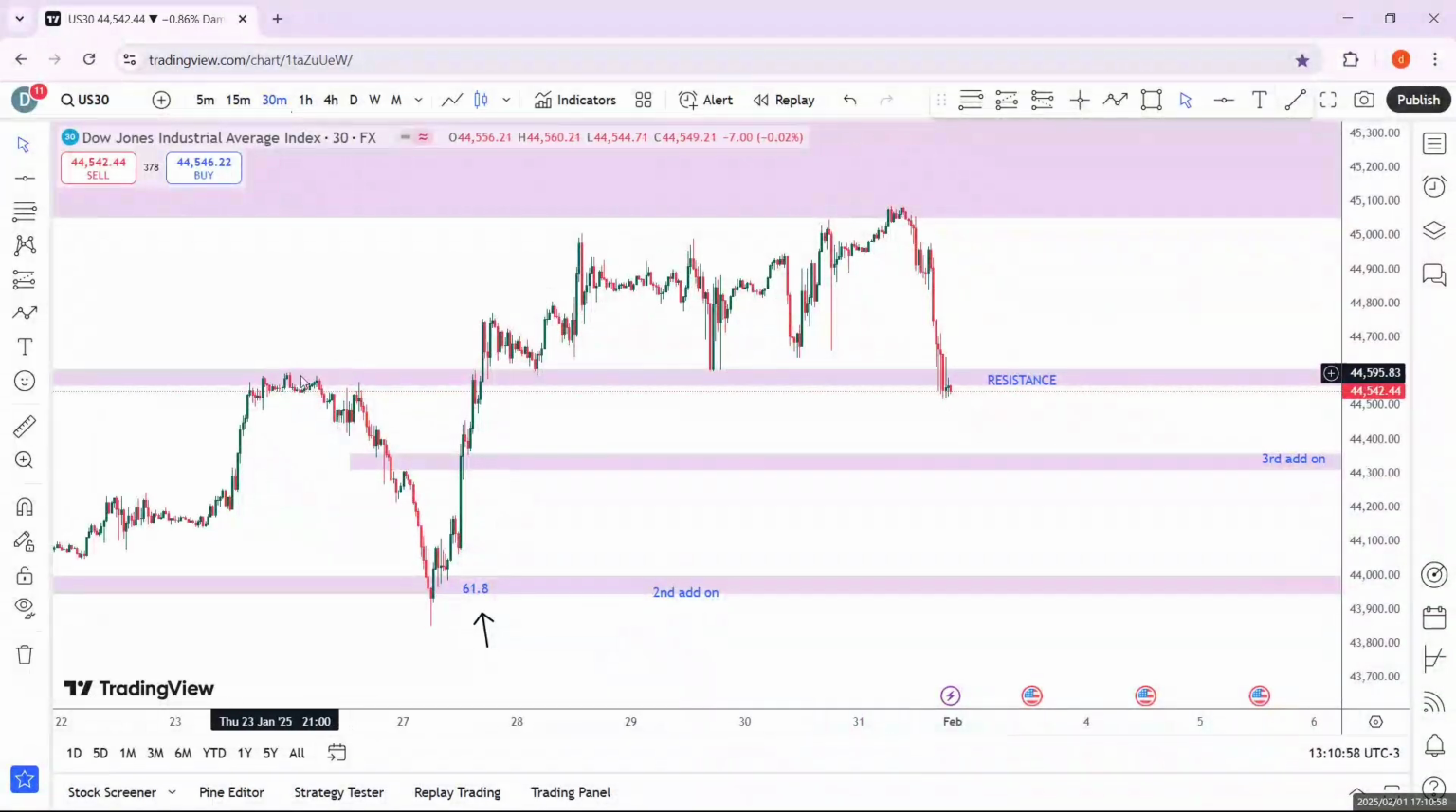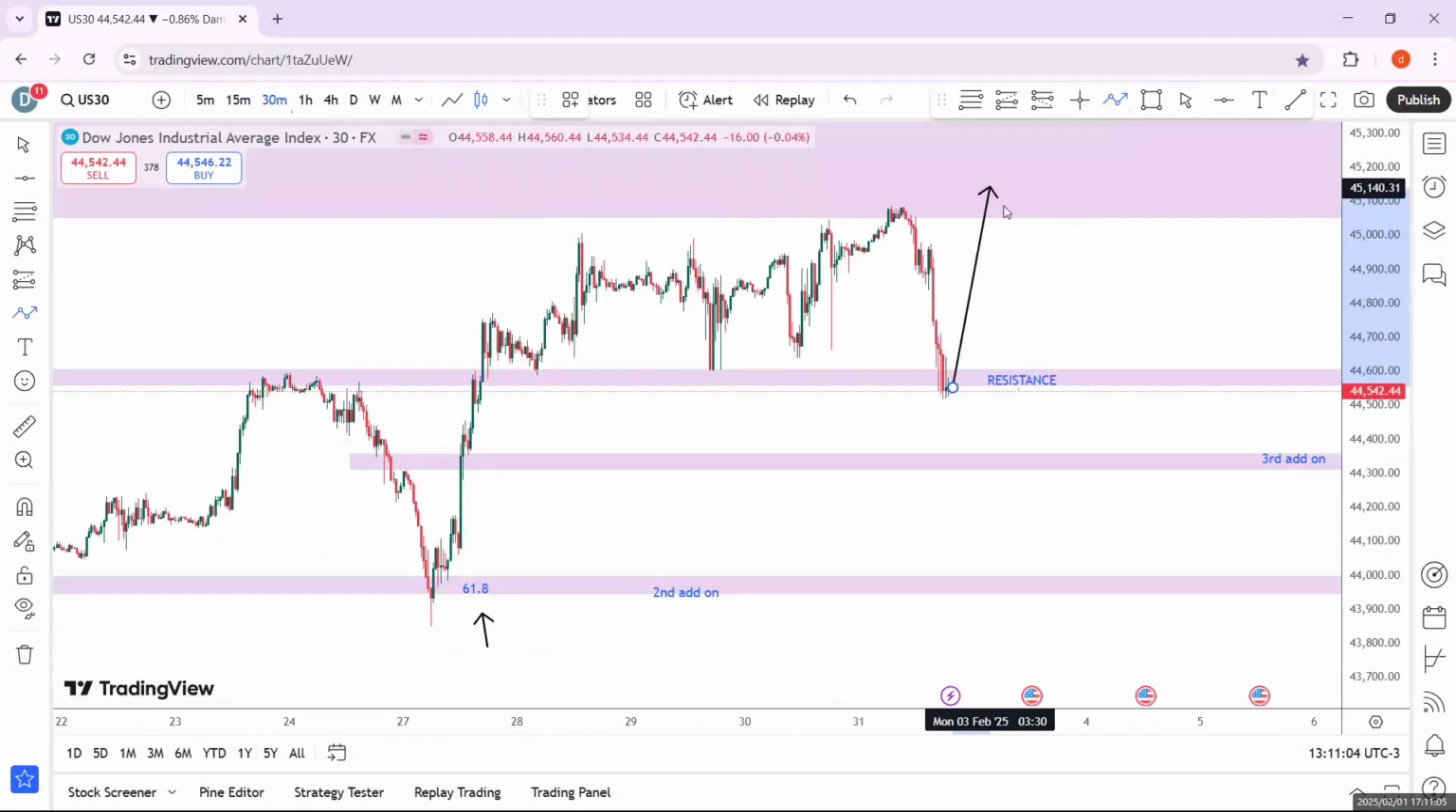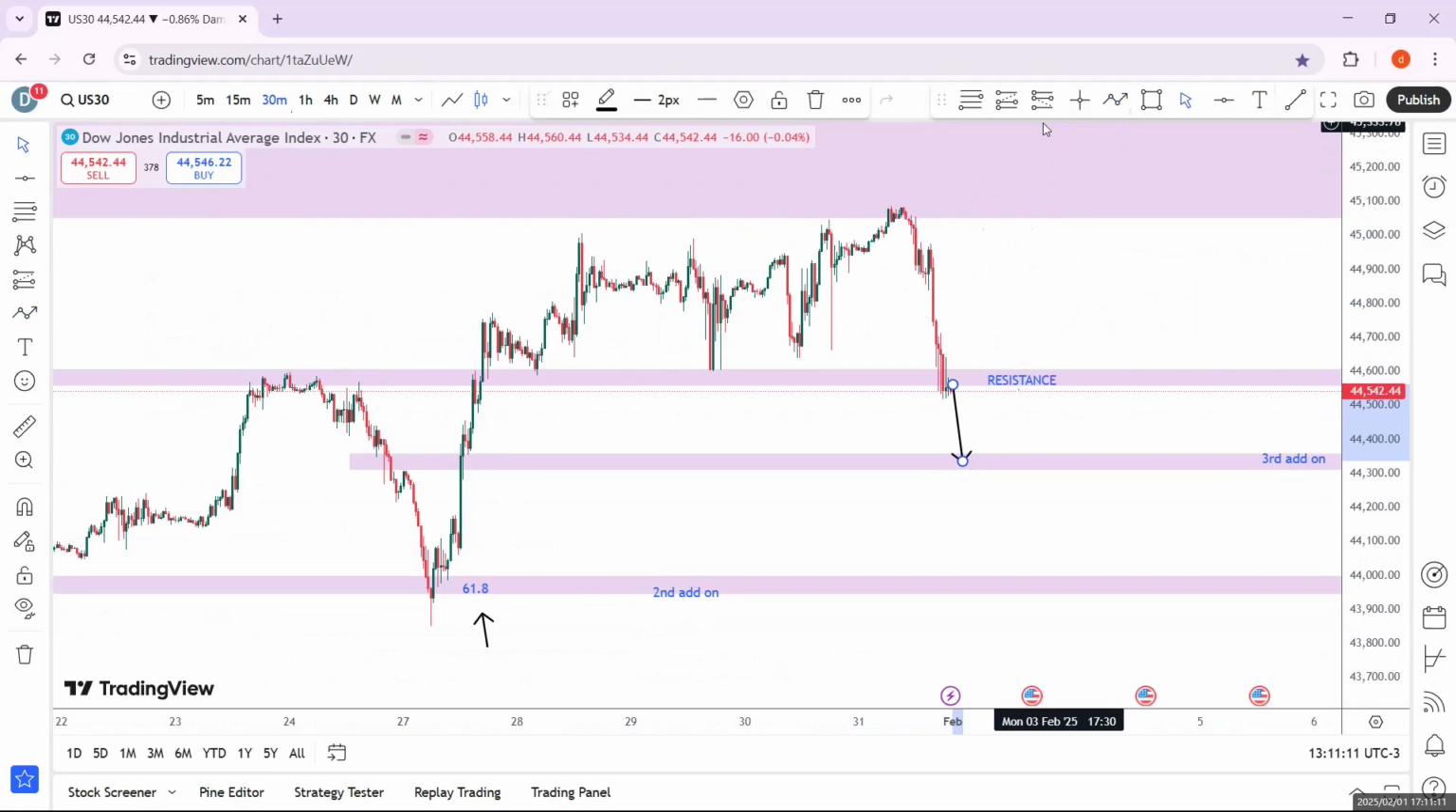Okay, remember this is a resistance right here. That's where price is currently at. Price can grab a support right here to take off into the zone properly. Okay, or price could decide to come back again to the 61.8 in order to take off. Okay, how did we get the 61.8?